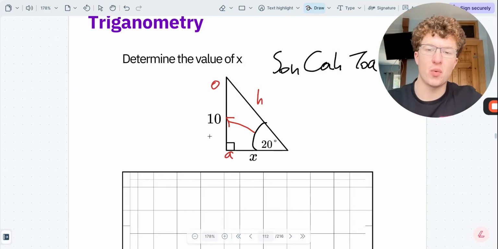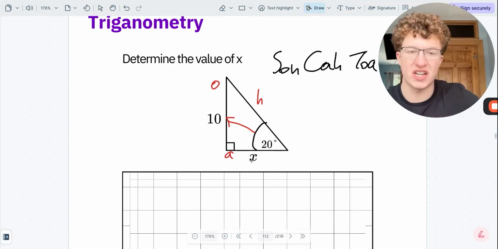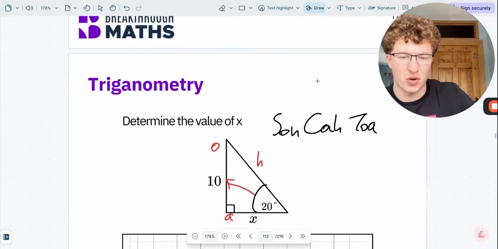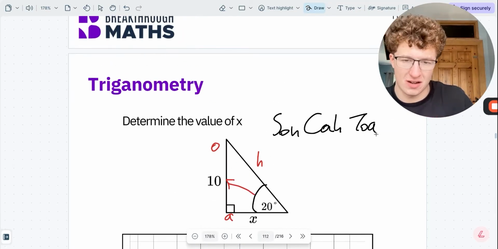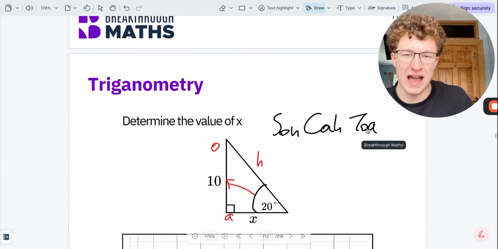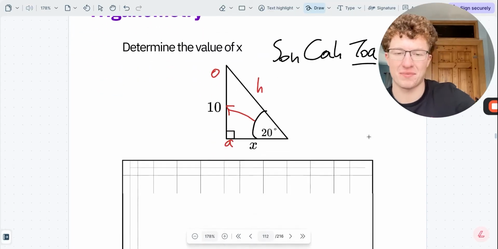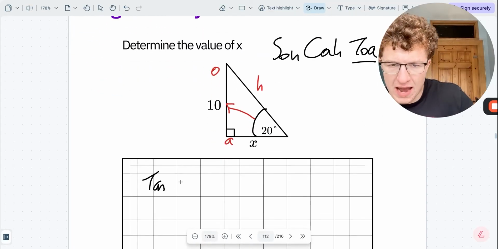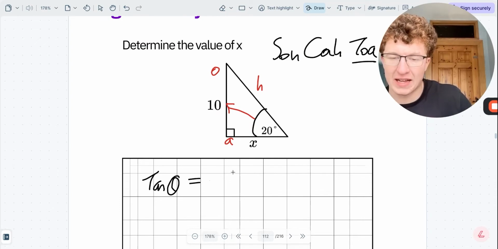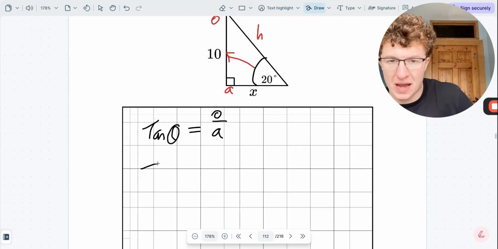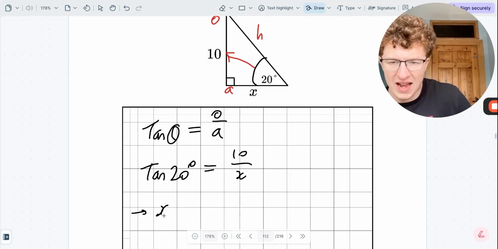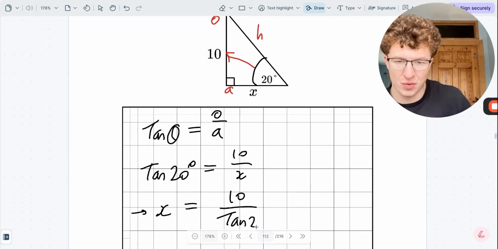So now we have the triangle labeled. What do we have? We have the opposite side. We want the adjacent side. If we look up at SOH CAH TOA here, we want the adjacent side. We have the opposite side. We're going to use tan. So tan of theta, the angle, is going to be O over A. That's what tan is. So that means that the tan of 20 degrees, O is 10, A is x. That means that x is equal to 10 divided by the tan of 20 degrees.